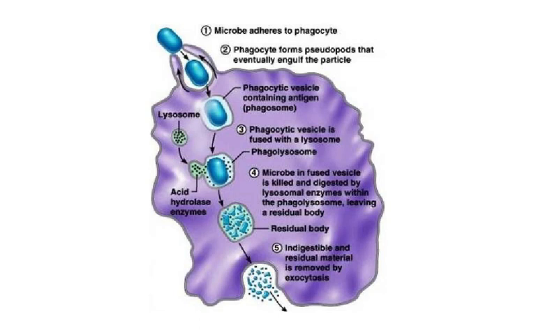Microbes adhere to phagocyte. Phagocyte forms pseudopods that eventually engulf the particle. Phagocytic vesicle containing antigen. Phagocytic vesicle is fused with lysosome. Phagolysosome. Microbes in fused vesicle are killed, digested by lysosomal enzymes in the phagolysosome, leaving a residual body. Residual body, the indigestible and residual material, is removed by exocytosis.